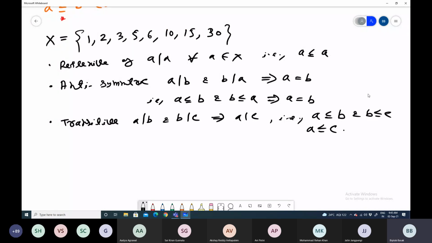Now tell me, is there any relation between 2 and 3? Can we say that here? Yes or no? No. So if you choose any two arbitrary elements, we cannot compare them.